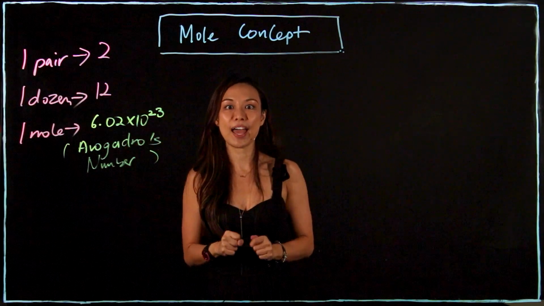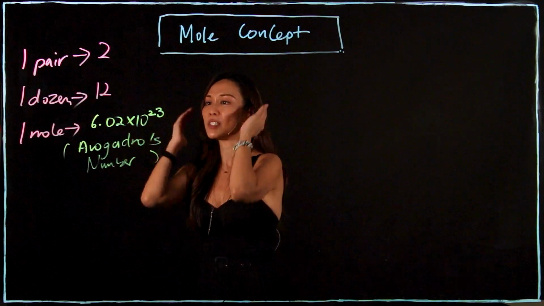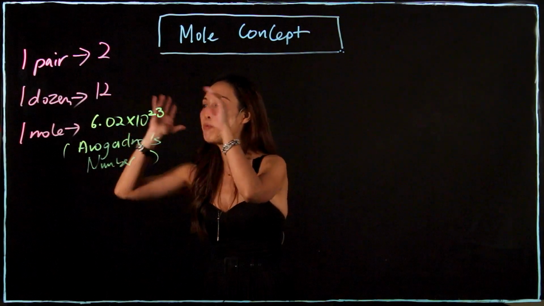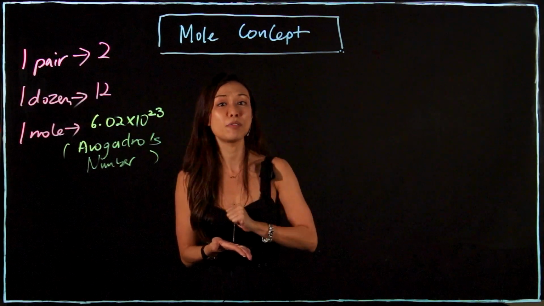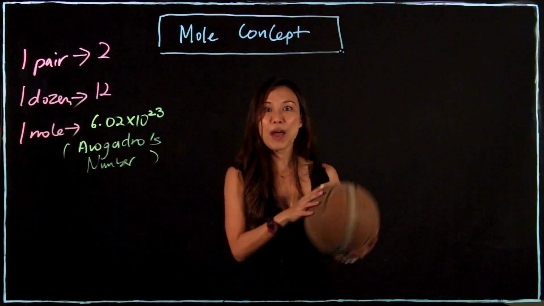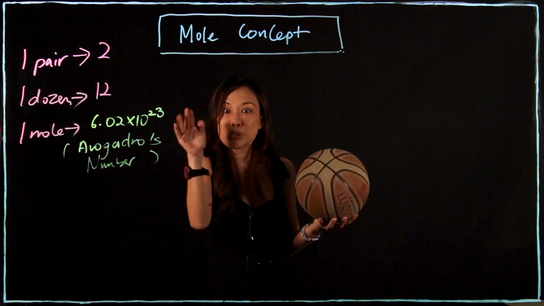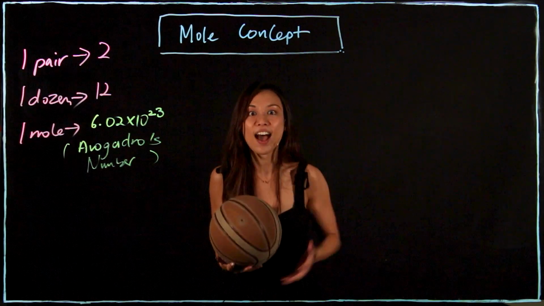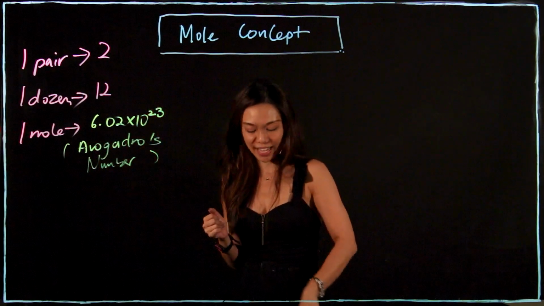Imagine today I say I have 1 mole of pens. It means that I have 6.02 times 10 to the power of 23 pens. Imagine I have 1 mole of donuts. It means that I have 6.02 times 10 to the power of 23 donuts. And if I have 1 mole of basketballs, I have 6.02 times 10 to the power of 23 basketballs. Do you know that this number of basketballs can fill up the entire earth? Well, that is a beautiful number, 1 mole.